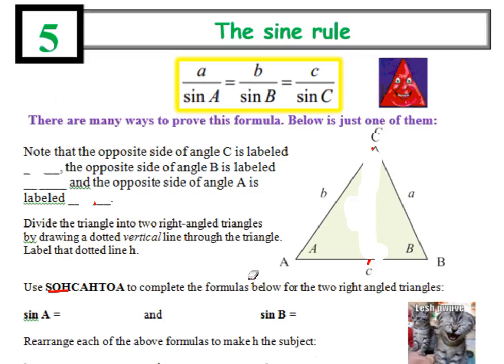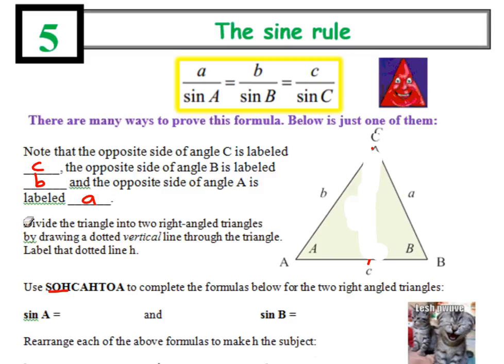So we've got the three angles, A, B, and C. Note that the side opposite angle C, we label it lowercase c. The opposite of angle B is lowercase b, and the opposite of angle A is labeled lowercase a.